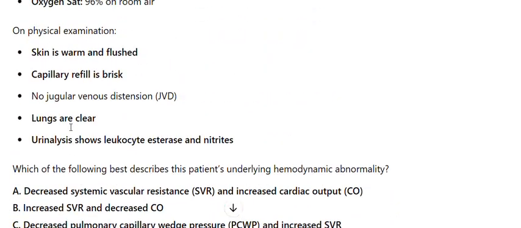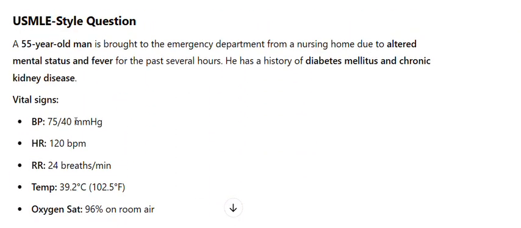USMLE style question. A 55-year-old man is brought to the emergency department from a nursing home due to altered mental status and fever for the past several hours. He has a history of diabetes mellitus and chronic kidney disease. Vital signs: BP 75/40 mmHg, HR 124, RR 24 breaths/min, temp 39.2 degrees Celsius, oxygen sat 96% on room air.